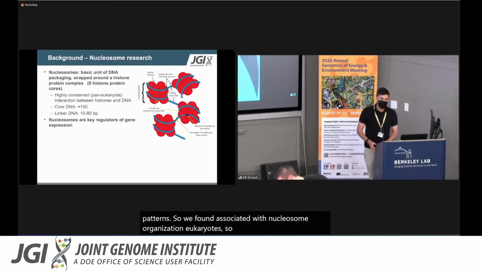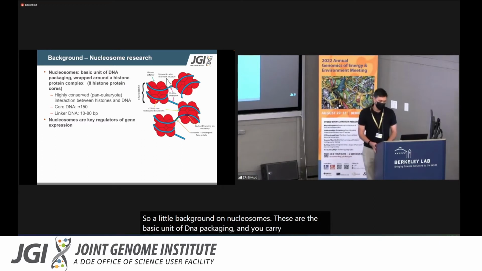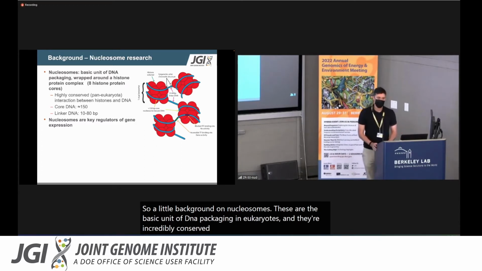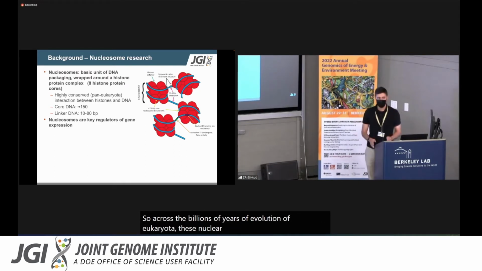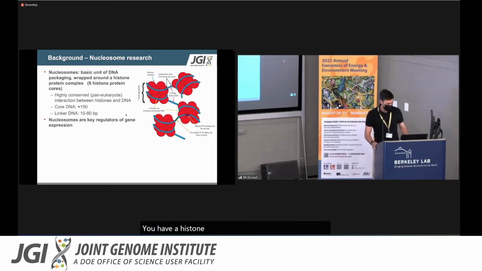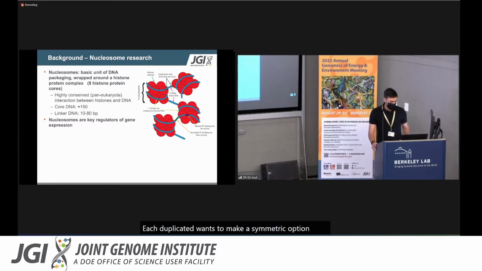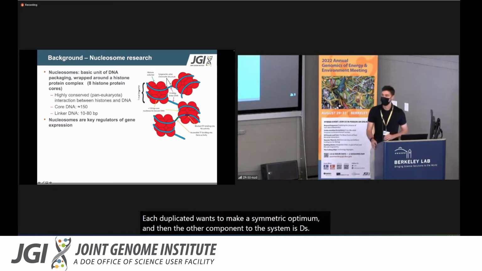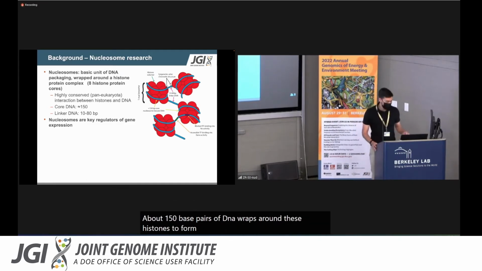So, a little background on nucleosomes. These are the basic unit of DNA packaging in eukaryotes, and they're incredibly conserved. Across the billions of years of evolution of eukaryota, these nucleosomes have remained virtually unchanged. They are a complex of two main components. You have a histone protein complex made up of four different types of histone proteins, each duplicated once to make a symmetric octamer. The other component is DNA. About 150 base pairs of DNA wraps around these histones to form one nucleosome.